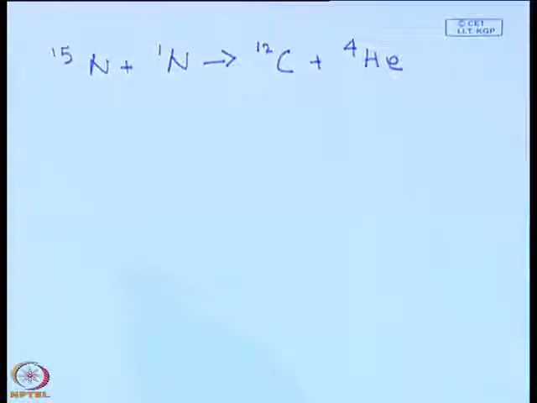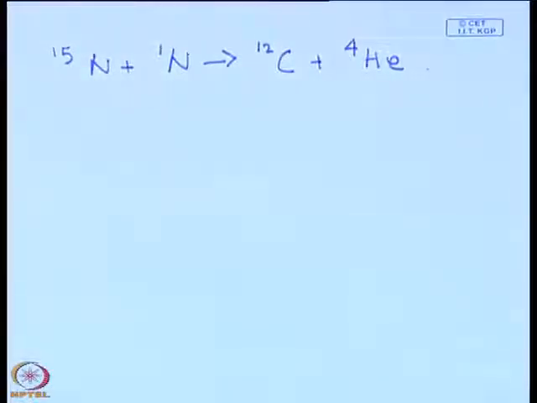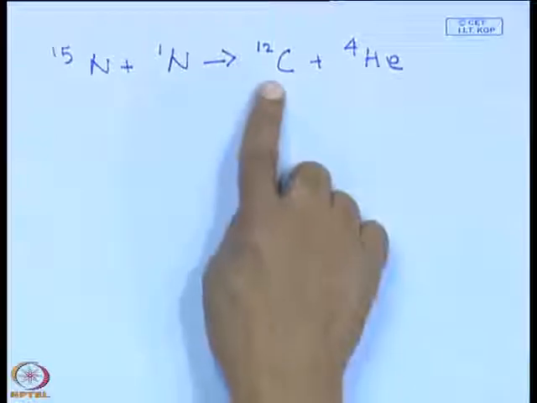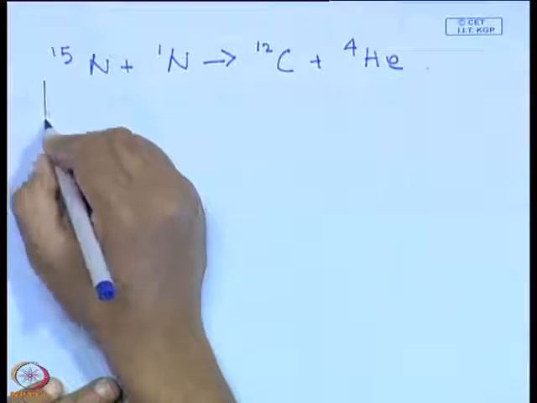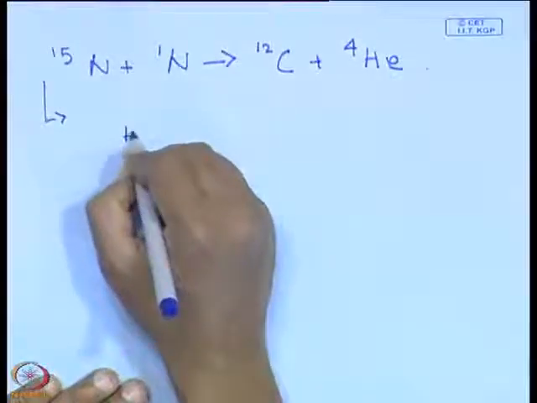So, the net effect you see is that you start with 4 protons and you produce helium 4. Carbon, nitrogen and oxygen basically act like some kind of catalysts. They are required for the reactions, but at the end you are back to where you started as far as the carbon is concerned, and you end up producing helium from 4 hydrogen atoms. So, this reaction is more effective at higher temperatures. We shall come back to this issue.